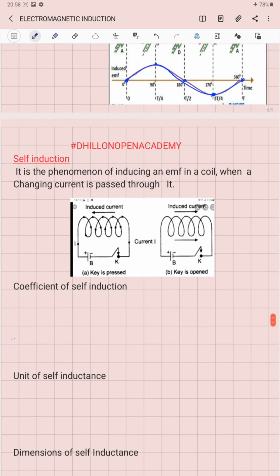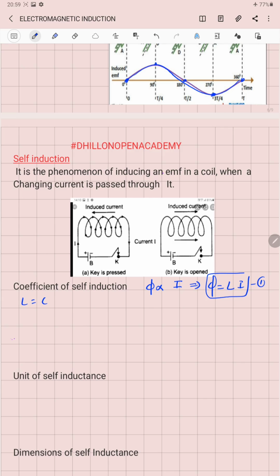Now, if at any instant of time the current flowing through the circuit is I, then the magnetic flux linked with the circuit is directly proportional to the current flowing through that circuit. So I here is the instantaneous current, and phi is the instantaneous magnetic flux. Or we can also write this equation as phi is equal to L into I. This is our first equation.